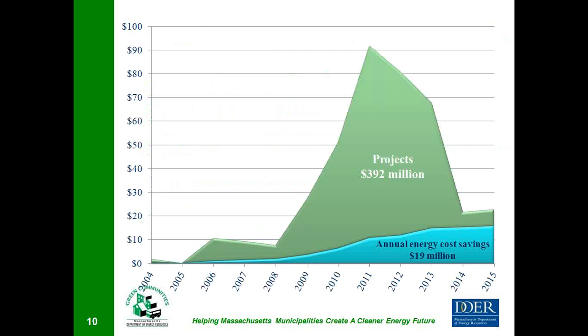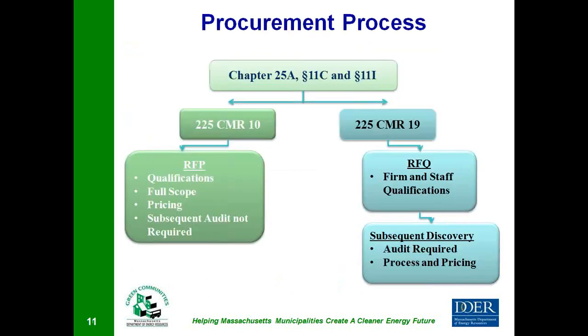The graph you see here represents current activity. These are long-term contracts, most of them for 20 years. The green area represents the total projects, which is underreported. It shows here 392 million, but I know that there are more out there, so we're well over 400 million in total projects for municipals and school departments. The blue area represents the cumulative annual energy cost savings of 19 million that is realized by the communities that do these projects.